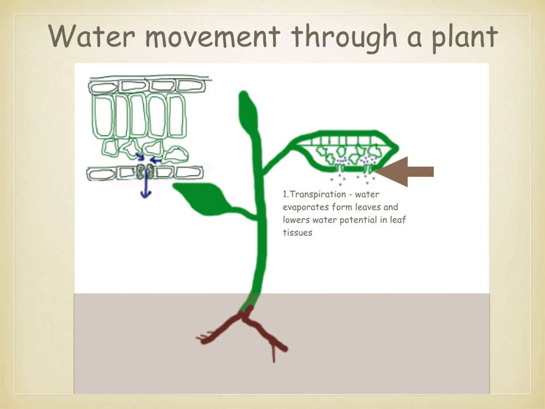Remember that transpiration is the movement of water vapor out of a leaf through the stomata. Now, transpiration is useful in plants because it helps to keep water moving up the xylem, and evaporation helps to cool the leaves.